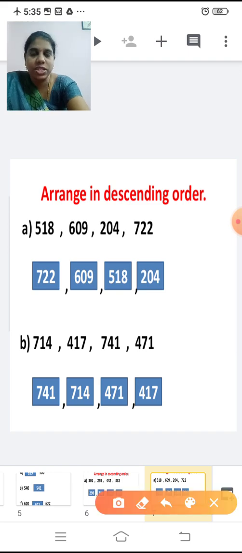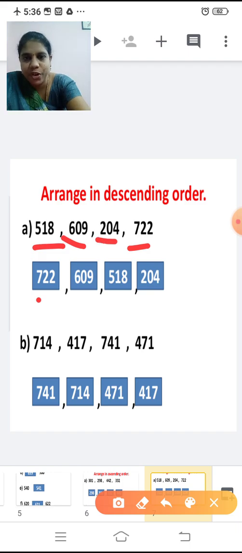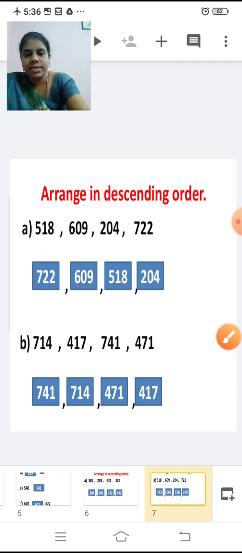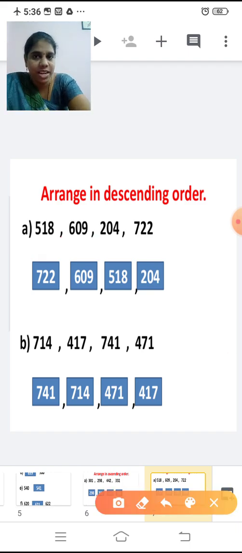So now tell me which is the biggest one out of these four? 518, 609, 204, 722. Now tell me which is the biggest? 722. Then 609, 518, 204. So descending order means arranging the numbers from the biggest to the smallest.